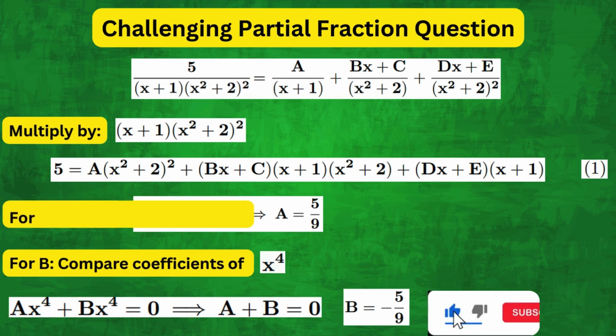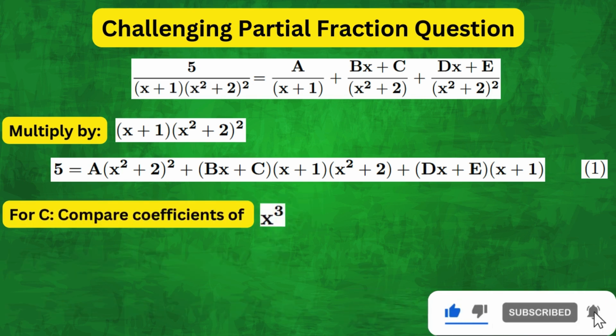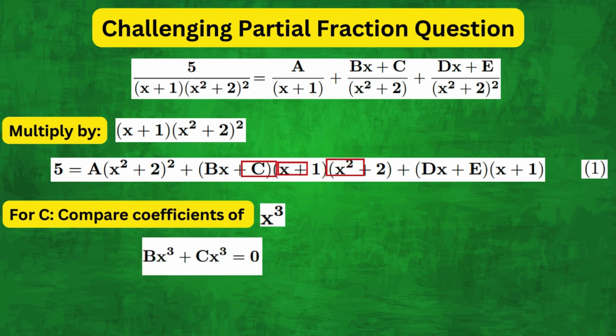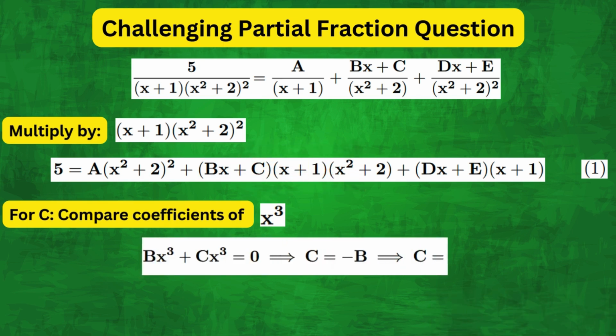Now for C, we can compare the coefficients of x cubed terms on both sides. On the right hand side we get Bx cubed plus Cx cubed, which is equal to 0, and therefore C equals to minus B, or in other words, C equals to 5 over 9.